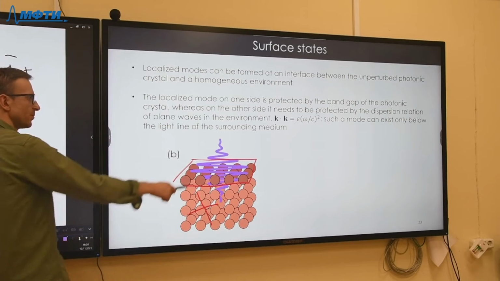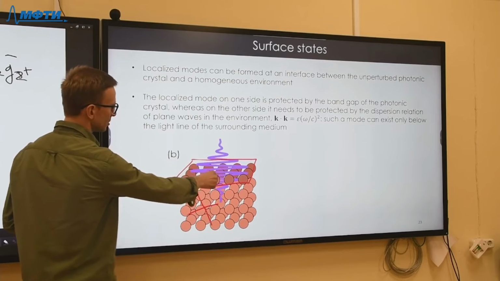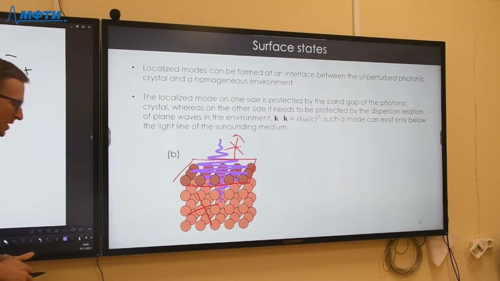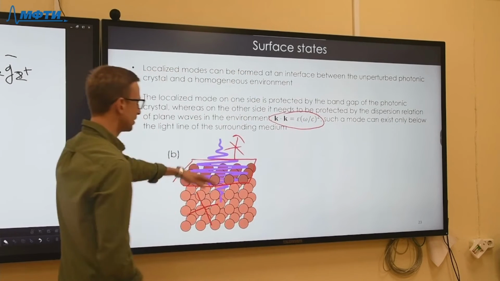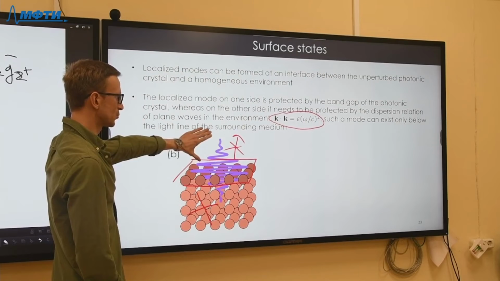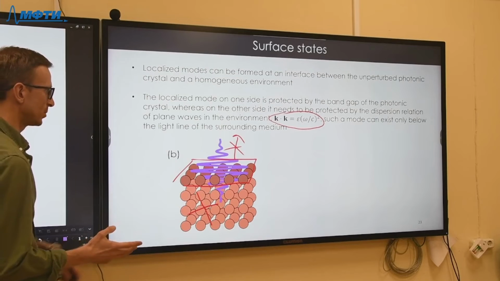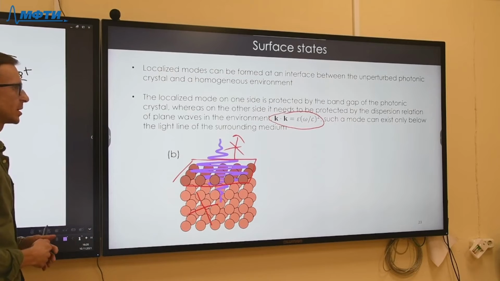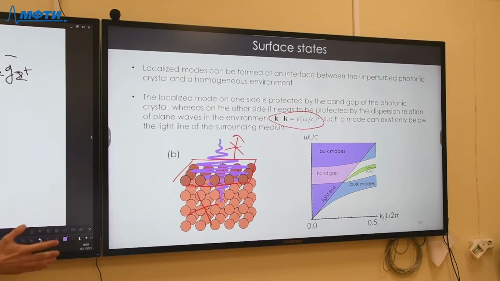But for a defect state, for a surface state that exists on the surface, the radiation must also be forbidden this way. And one way that can suppress radiation to free space is if this mode lies below the light line. Then the electromagnetic field in this region will have the form of an evanescent wave, and that will allow the mode to be perfectly localized on the surface of the photonic crystal, and such solutions are referred to as surface states. So this is essentially very similar to defect states.